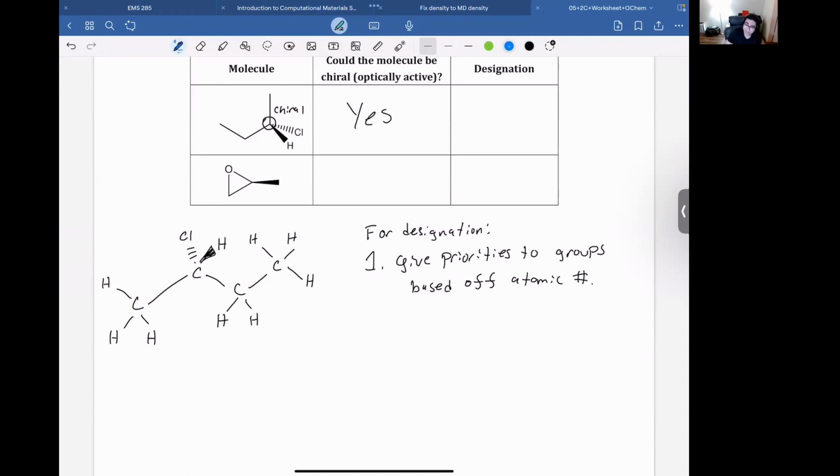So looking here, this is the carbon in question that we're looking at. Fluorine has the highest atomic number. This one clearly gets a priority of 1. Hydrogen is the lowest between fluorine and the 2 carbons that it's connected to. So that's 4. We have 4 things, priorities 1 through 4.